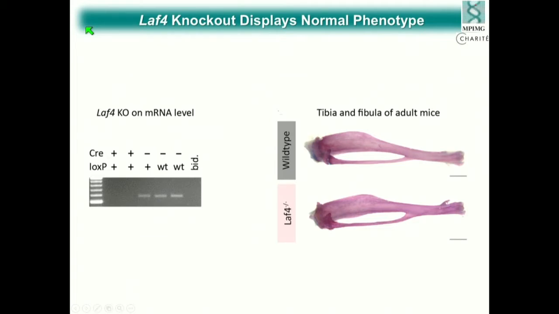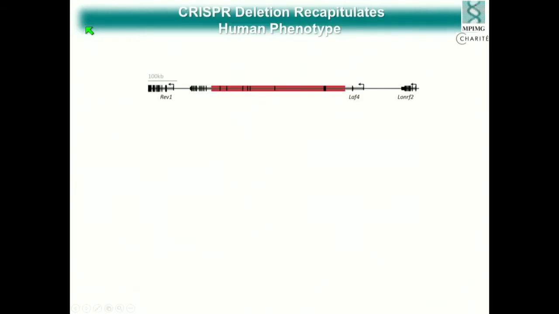So the student who was doing it at the time decided to go back to the original data and map the mutation in a better way. And what she found was pretty interesting. She found that actually the deletion was not a complete loss of function of the gene, but rather a partial in-frame deletion.